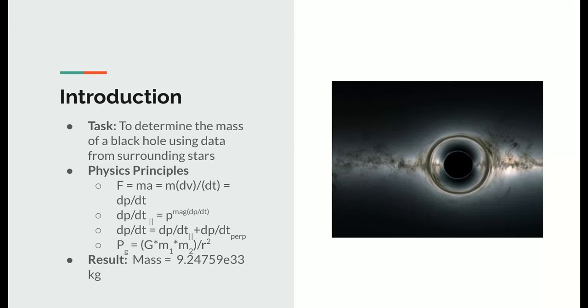In this lab, I created a computational model of a star orbiting a black hole. The star's trajectory was calculated using my email address as a seed. Using the star's motion data, I calculated the gravitational net force acting on the star, and from there, I used the net force, the star's position, and mass to calculate the mass of the black hole, which I found to be 9.24759 times 10 to the 33rd kilograms.